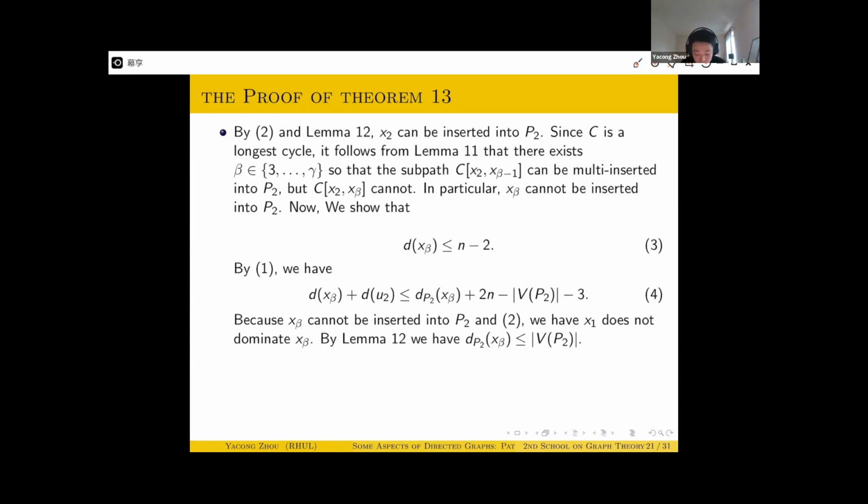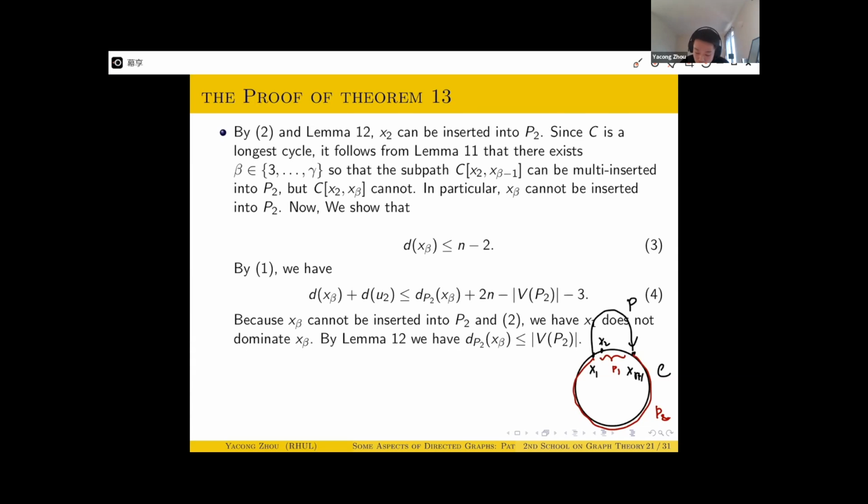And so what situation do we have? We have our longest path, say here. And we have this bypass, x1 to x gamma plus 1. And we have that x2 can be inserted into P2 here. But clearly, not all the vertices of P1 can be inserted into P2, because if they could, then we could use lemma 11 to construct a longer path that contains all the vertices in P1, P2, as well as this bypass P here.